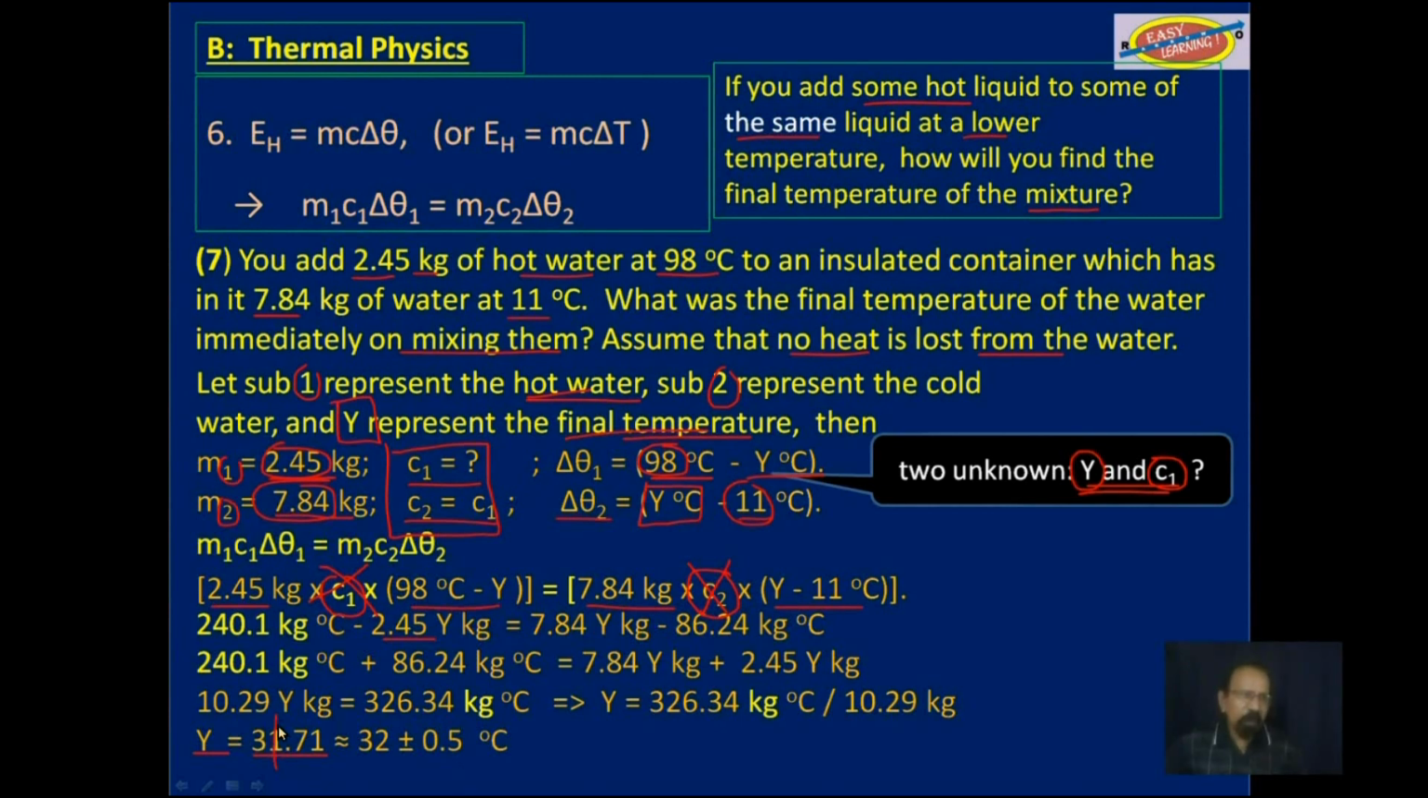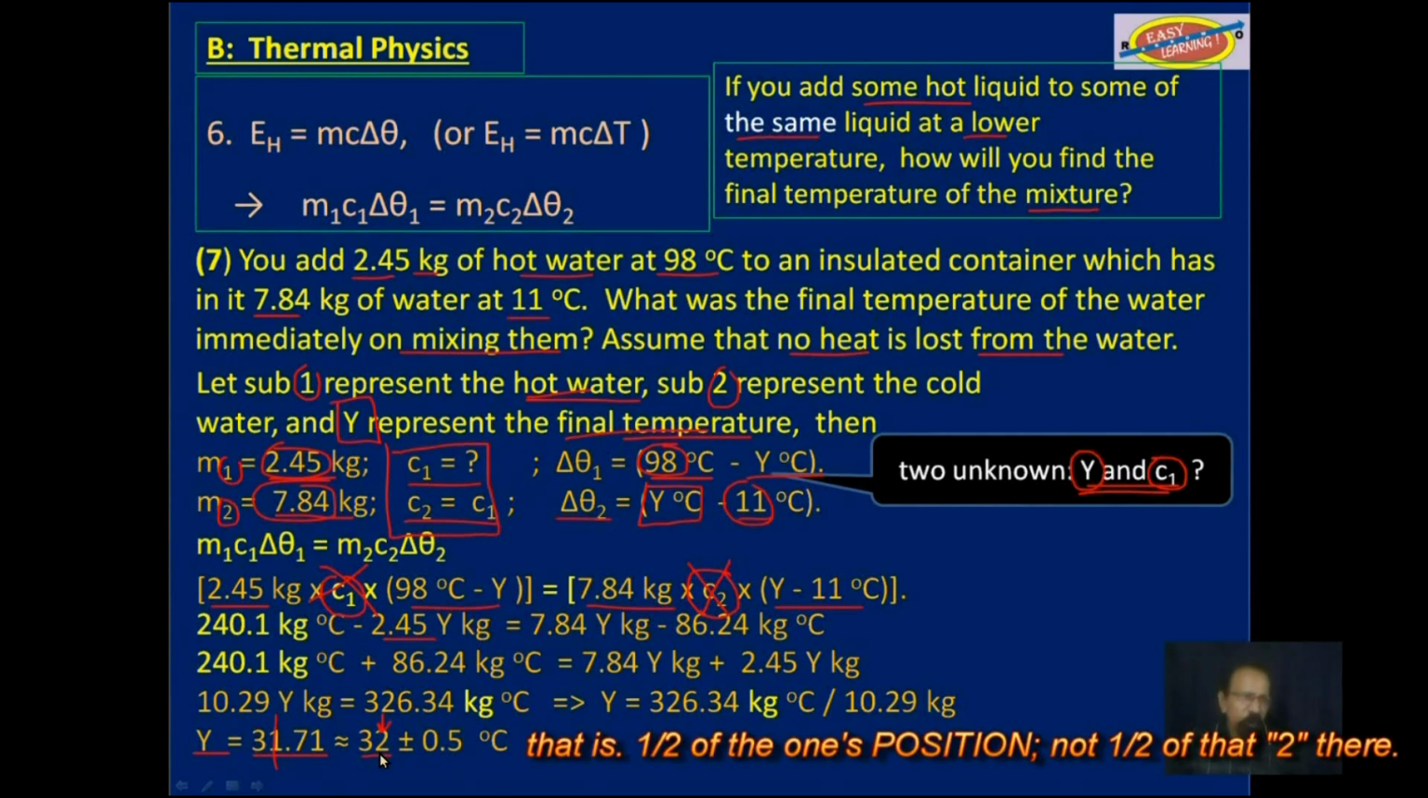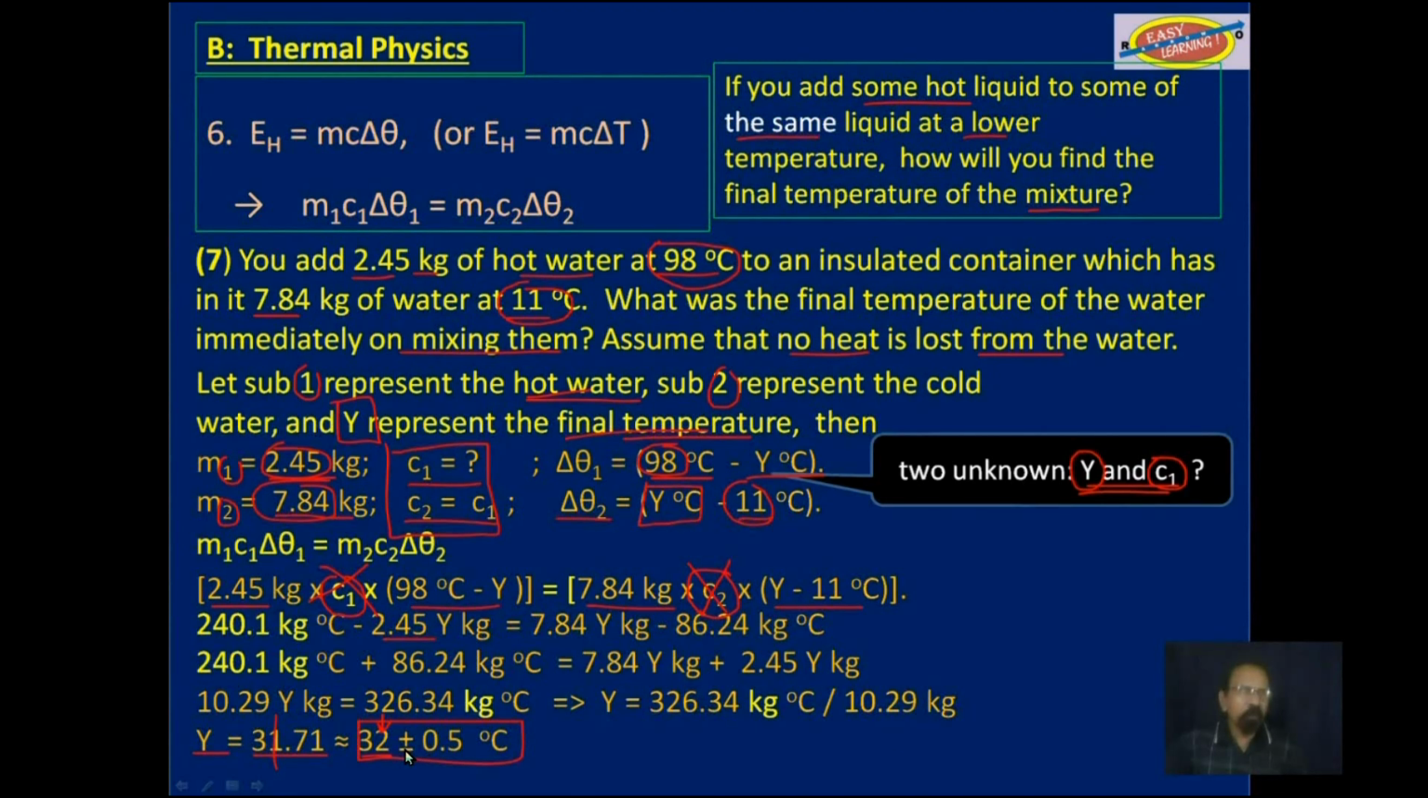We round off at the ones position and we get 32, and since we are rounding off at the ones position, we take half of that, which would give us 0.5. So our answer is 32 plus or minus 0.5 degrees Celsius. That is the final temperature when you added this hot water to that colder water. Or you could say 32 degrees Celsius, correct to two significant figures. But remember, this is the format that we will write for CSEC.